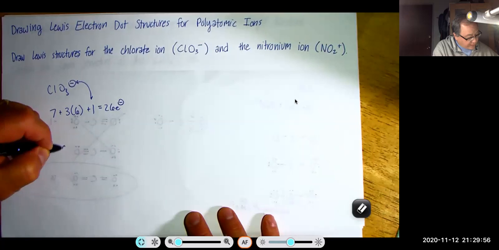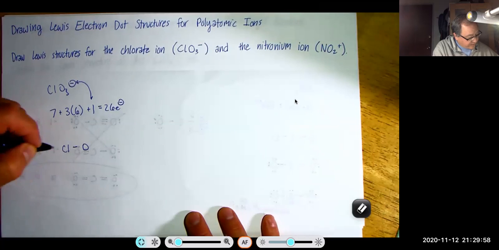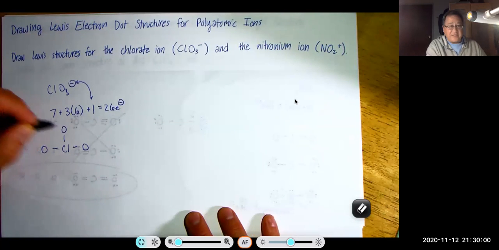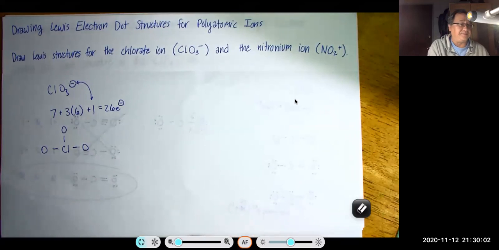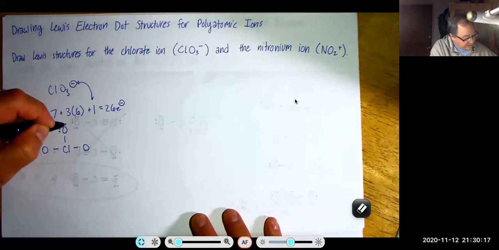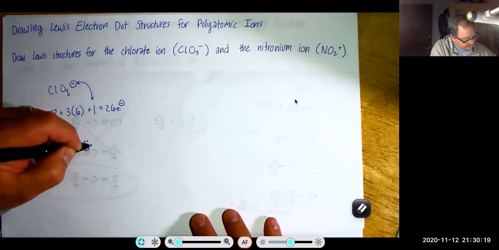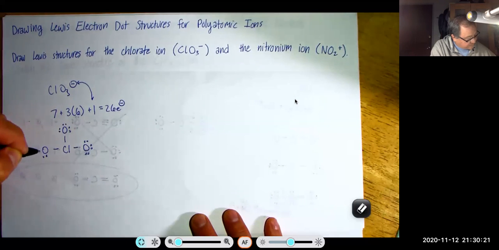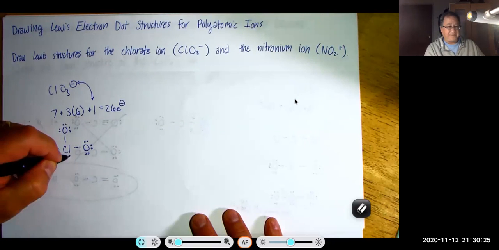We're going to put chlorine as the central one. And the reason we put chlorine in the center is because it is the least electronegative. So in this case, we're not going with the number of bonds it normally makes. We're looking at the number of bonds that it could make. And chlorine can make 1, 3, or 5. So that's why we're putting it in the middle. Lone pairs on the oxygens. So now we've used 24 and 26.